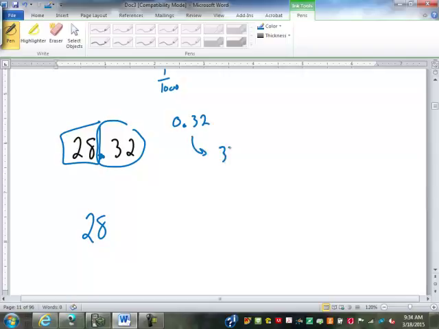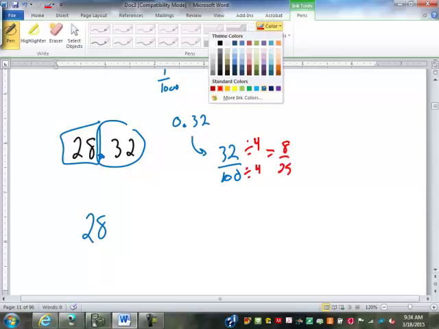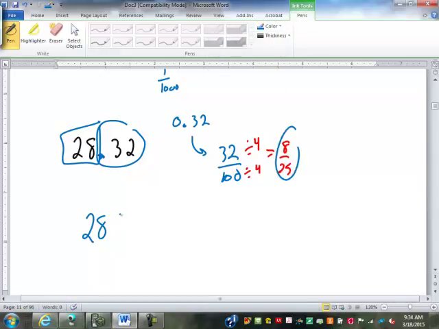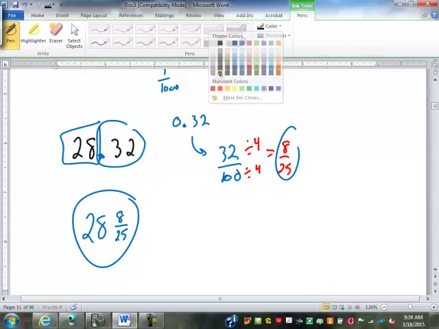is 32 hundredths. Now, of course, we're not going to leave it like that. We can reduce it. Both of those can be divided by 4 to give us 8/25. Now, we have to remember that 8/25 goes with our 28 that we had. So that's 28 and 8/25. Make sense? Good.